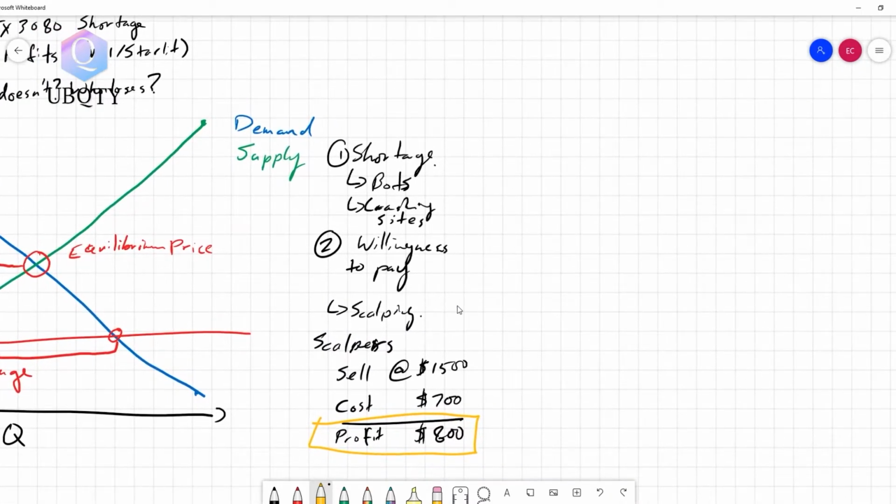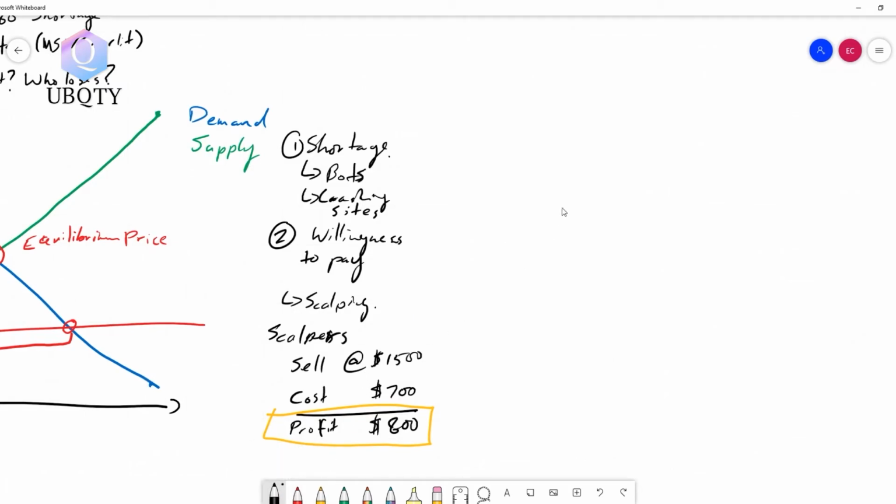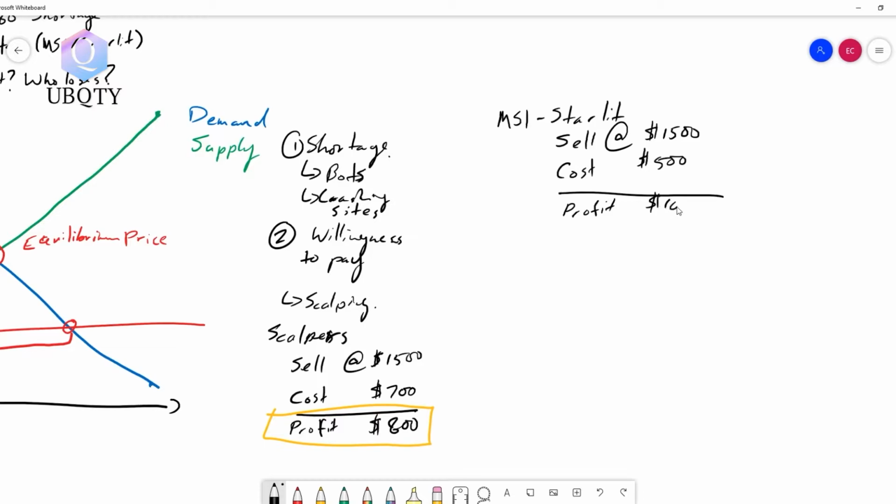What happens with MSI? MSI, as a board partner. Right now, I'm not going into the ethics of a manufacturer selling at a higher price. I'm just going to explain this in the context of the economics of the situation. So MSI and Starlit: let's assume that they're the same company, that all profits from Starlit go to MSI. So if they sell at $1,500, their cost to produce is not $700. It's something lower. I'm just going to assume it's $500. I'm just making up numbers. So their profit here is $1,000.